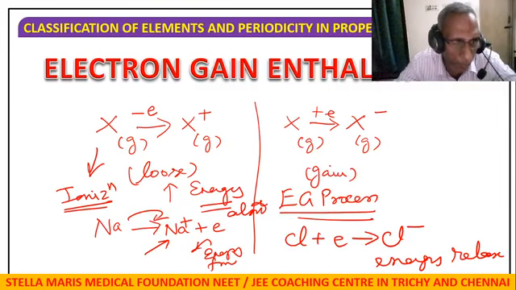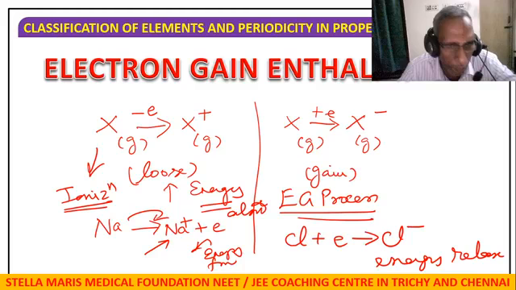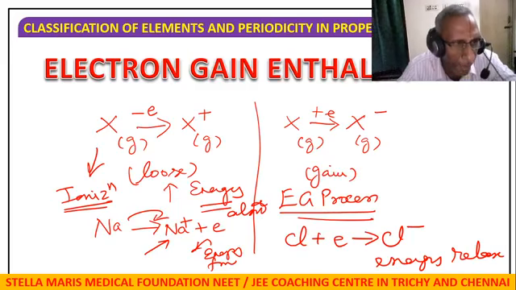I can move on only after this, because a lot of doubts have been created. Valid doubts only. First, each of you should get clarified about these two processes. Then only we can compare. Cation formation is called ionization. Anion formation is termed the electron gain process. In cation formation we have to supply energy. In anion formation the system will release energy.